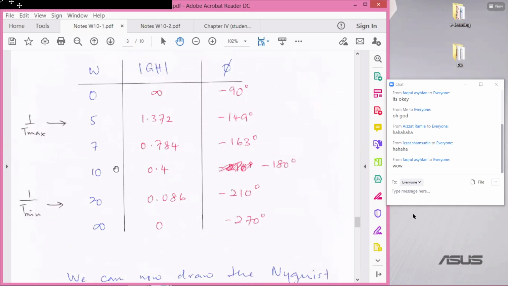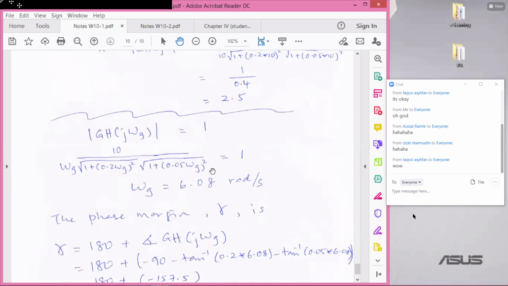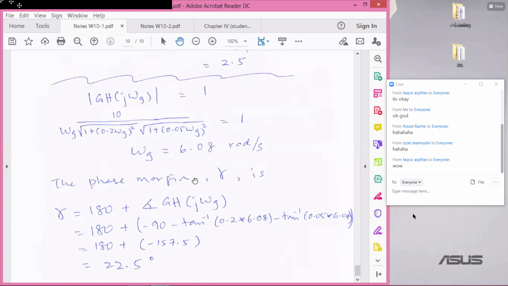You already know that this is when the phase angle is 180 degrees here. So that is going to be your phase crossover frequency. And then look at the gain. So the gain crossover frequency must be between these, 5 and 7, so between 1.3 and 0.7. So your gain crossover frequency is somewhere between 5 and 7. You can use that information to solve this, maybe by trial and error, and then you get your gain crossover frequency.